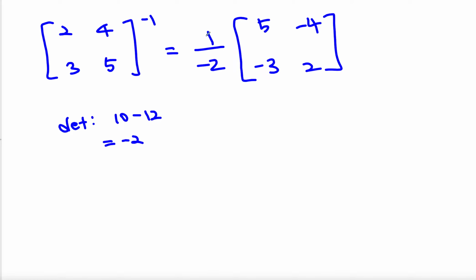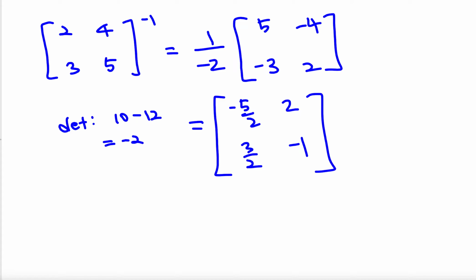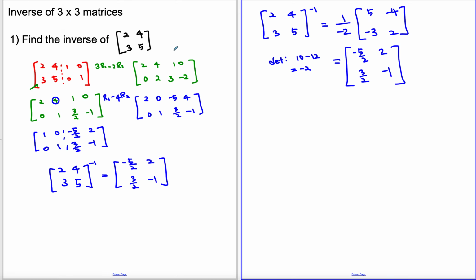But when I distribute -1/2 here, we get -5 over 2, and then 2, 3 over 2, and then -1. That becomes my final answer. And you can see that they are identical.